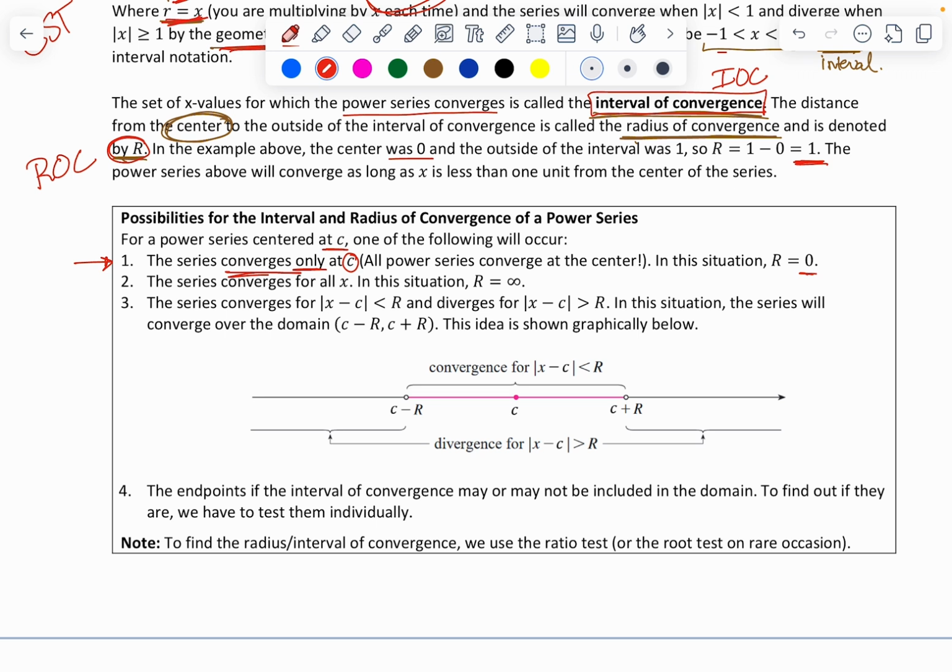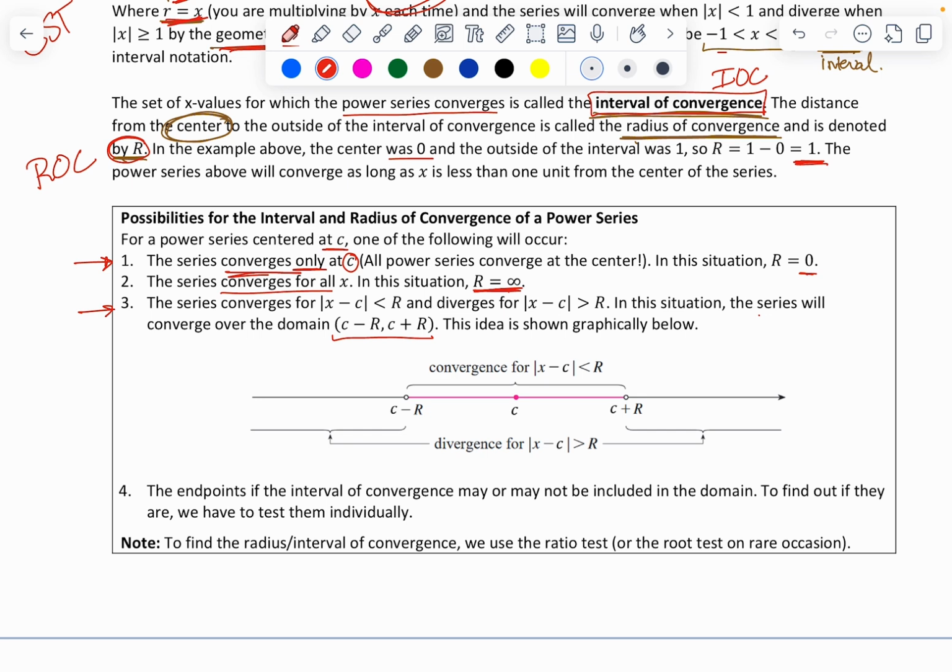The second possibility is that the series will converge for all x's, and in this situation the radius of convergence is infinity. If any number that you put in there will give you convergence, then we say the radius of convergence is infinity. The third possibility is a series that will converge for the absolute value of x minus c being less than r and diverge for the absolute value of x minus c being greater than r. In this situation, the series will converge over the domain from c minus r to c plus r.